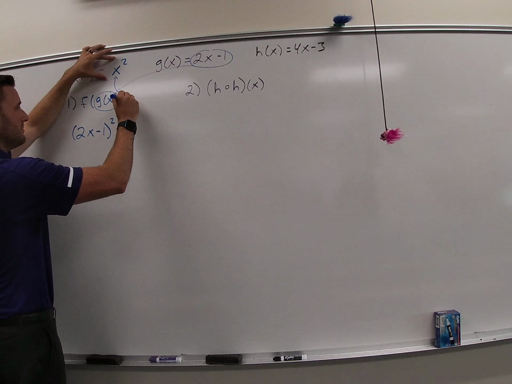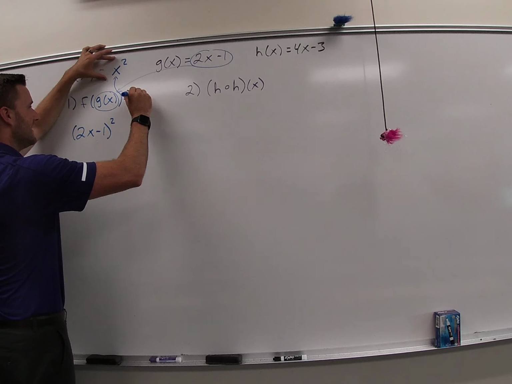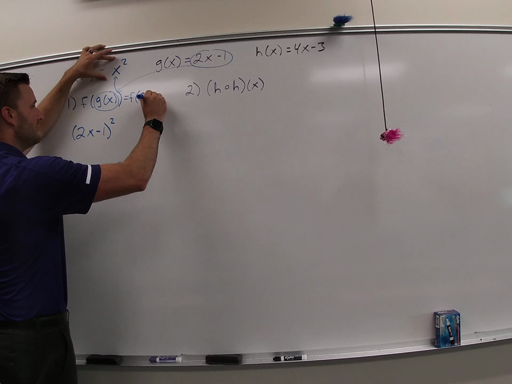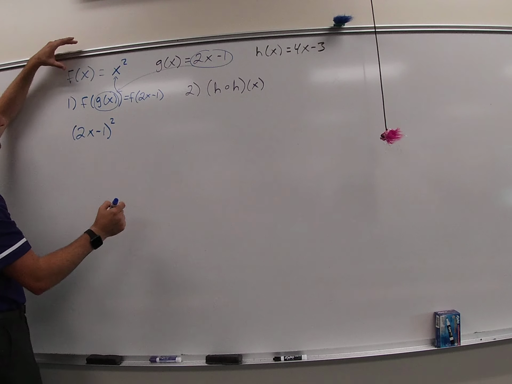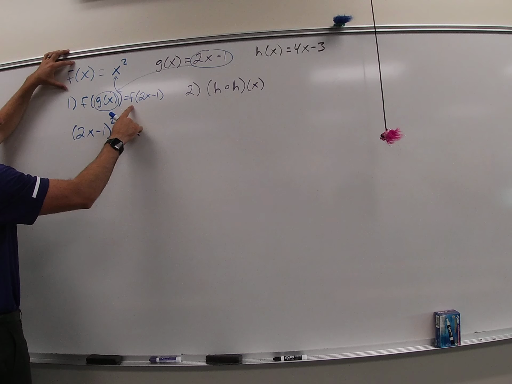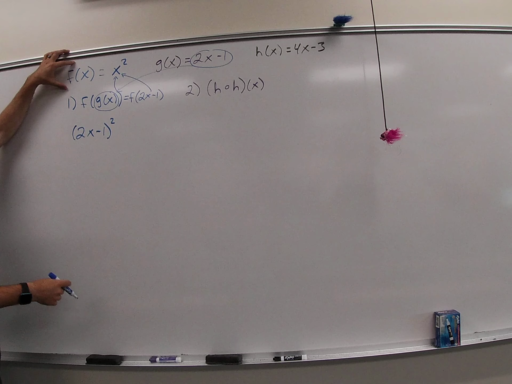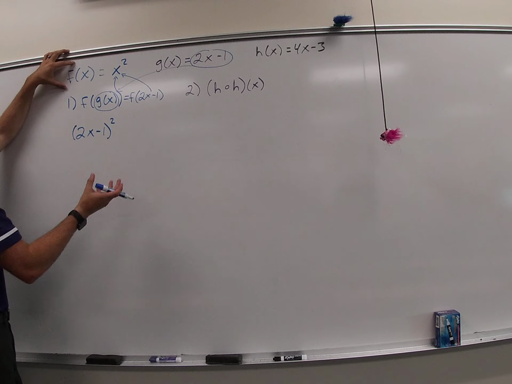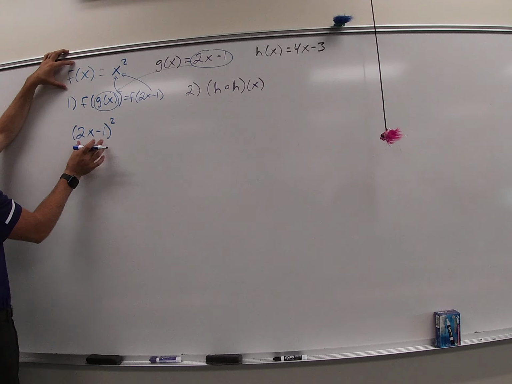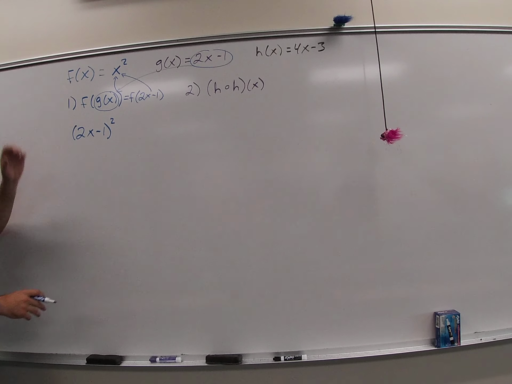Another way you could have thought of this maybe is writing this out. Instead of f of g of x, it's f of 2x minus 1. So anywhere I have an x in f of x, I'm going to replace that x with this 2x minus 1. I realize it's a lot of arrows. So instead of x squared, we get 2x minus 1 squared.